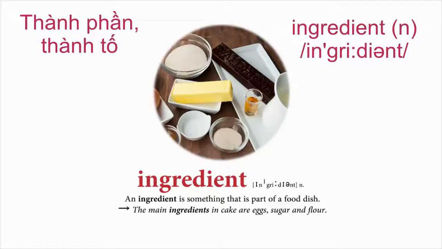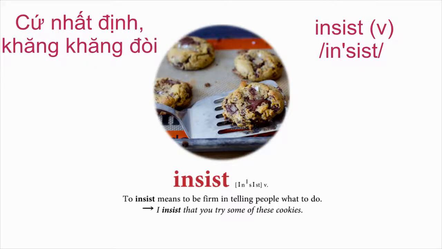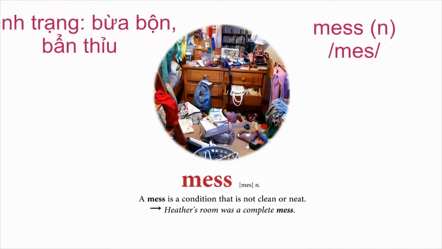Ingredient. An ingredient is something that is part of a food dish. The main ingredients in cake are eggs, sugar, and flour. Insist. To insist means to be firm in telling people what to do. I insist that you try some of these cookies. Mess. A mess is a condition that is not clean or neat. Heather's room was a complete mess.